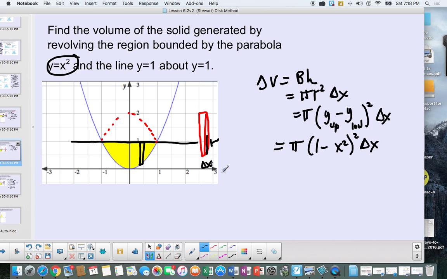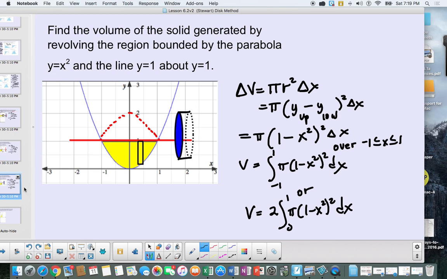Now the x's are going to go from -1 to 1, so I can choose to go from -1 to 1, or because the volume is symmetric, I'm going to go 2 times the integral from 0 to 1 of pi times 1 minus x squared, quantity squared, dx. And I think on the next slide I show the same thing. And again, you can go from -1 to 1, or you can double your volume there.